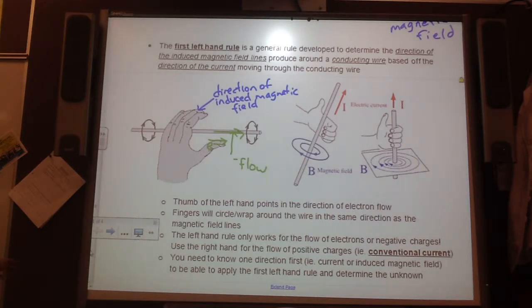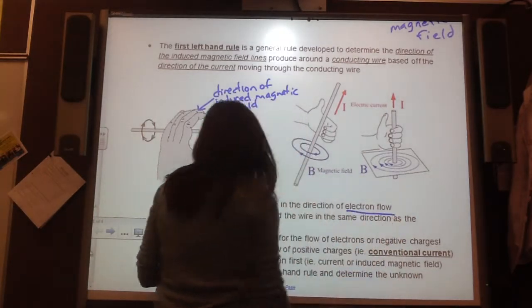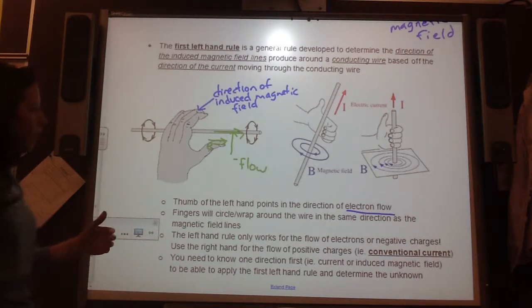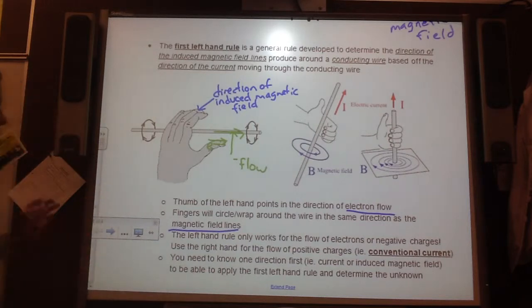All right, so the thumb of the left hand points in the direction of the electron flow. Fingers will circle or wrap around the wire in the same direction as the magnetic field lines. The left-hand rule only works for the flow of electrons or negative charges. So you use the right hand if you're told that there's positive flow. We don't really do that very much, but if you came across a question that said conventional current and positive flow, you use your right.